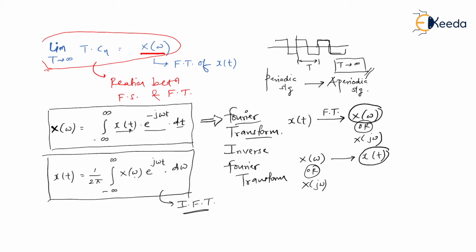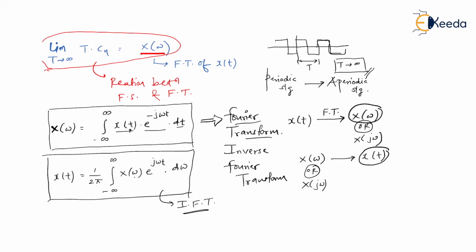Remember, Fourier transform helps you to go from time domain to frequency domain. That is, to transform x of t to X of omega. And inverse Fourier transform is another tool which will help you to go from frequency domain back to time domain. That is X of omega to x of t. Please remember, X of omega and X of j omega is one and the same thing.